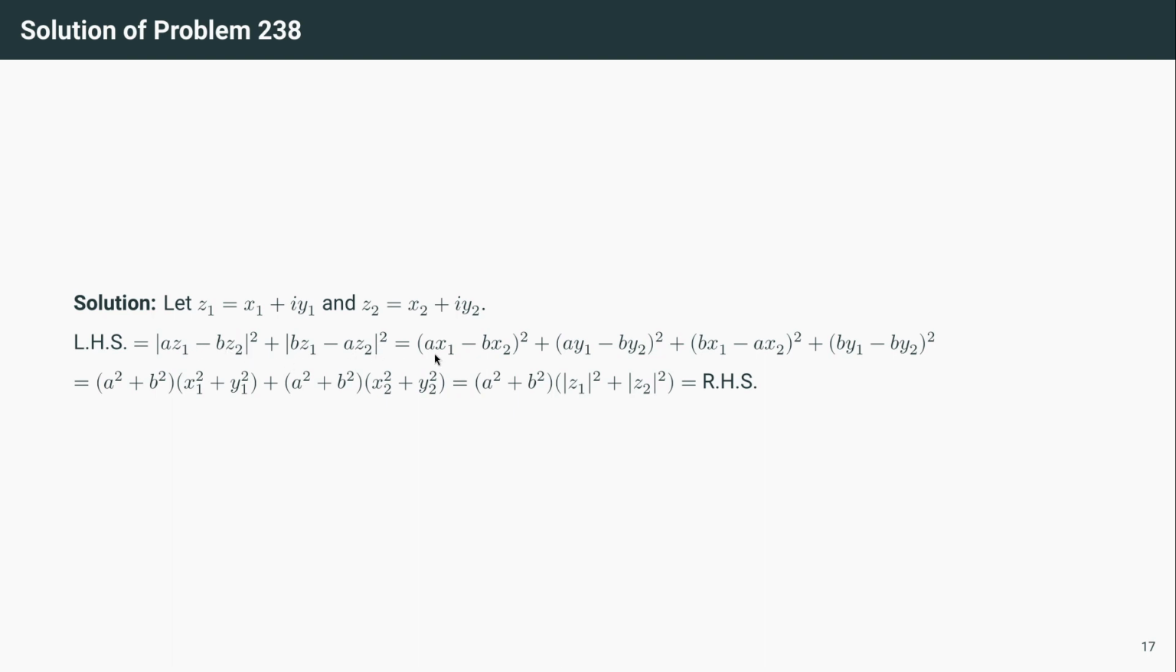The first term becomes (ax1 - bx2)² + (ay1 - by2)². Both are squared. And the second term becomes (bx1 - ax2)² + (by1 - ay2)². There is a mistake here, this should be ay2. Now you evaluate this. It will become (a² + b²)(x1² + y1² + x2² + y2²). So this is nothing but (a² + b²)(|z1|² + |z2|²), which is our right hand side.